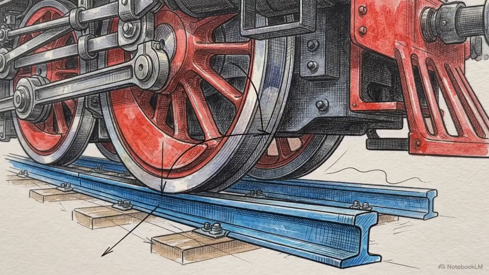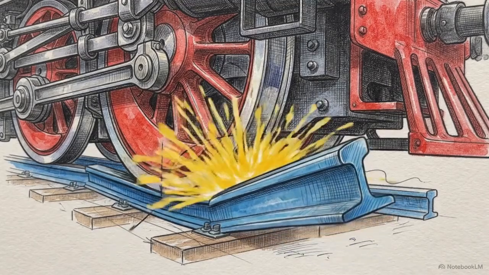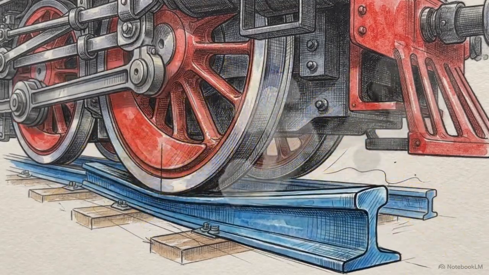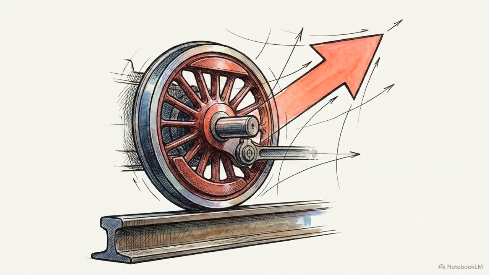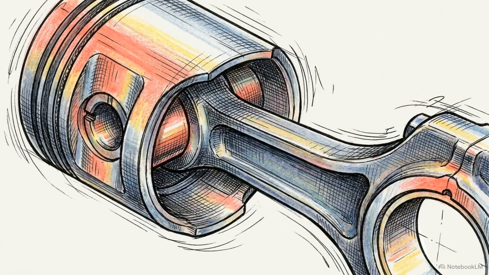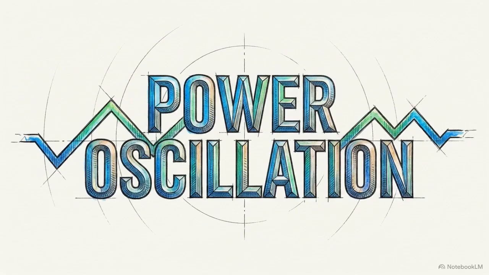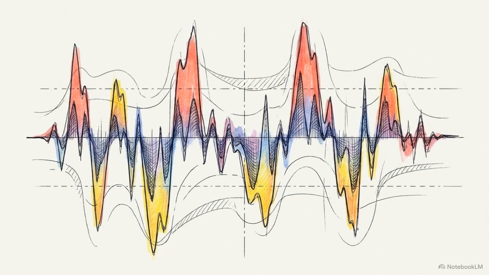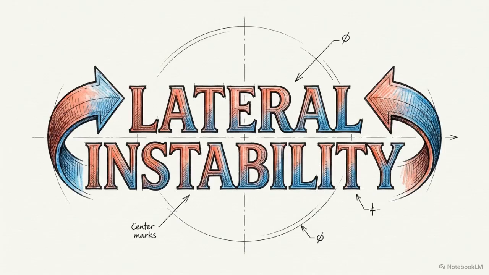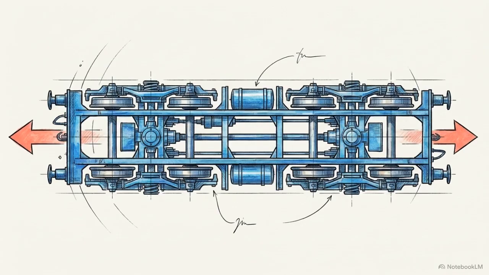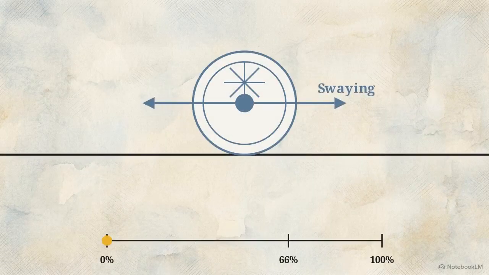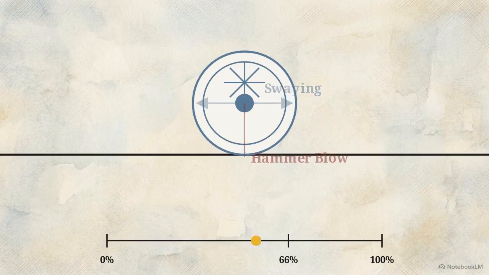When the counterweight rotates downward, it pushes the wheel so hard into the steel rail it can damage the track. When it rotates upward, the wheel lifts, losing traction before slamming back down. The train also suffers from variation of tractive force, meaning pulling power oscillates, and a swaying couple, forcing the chassis side to side. To manage this, engineers rely on a compromise known as partial balancing.